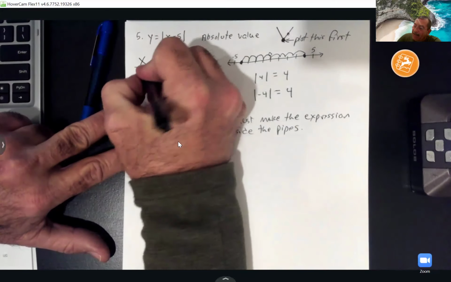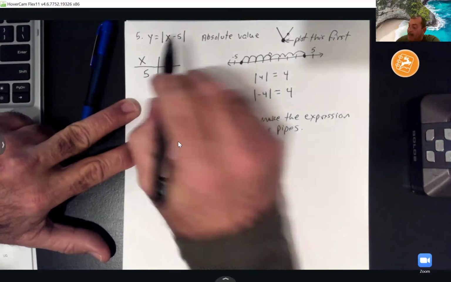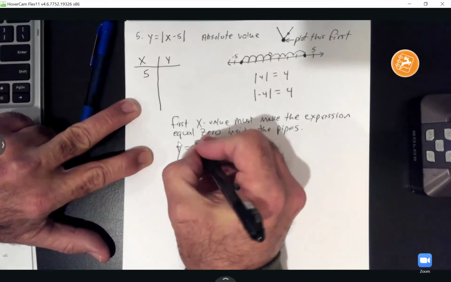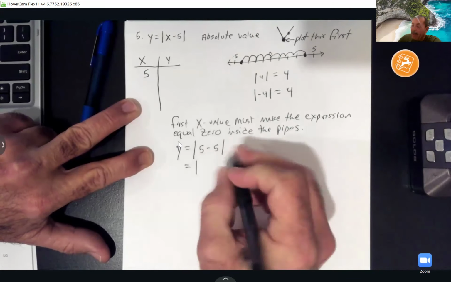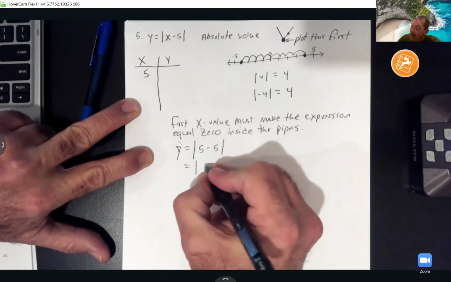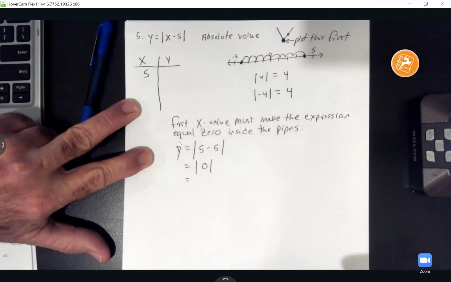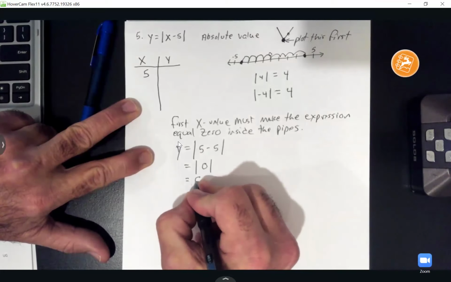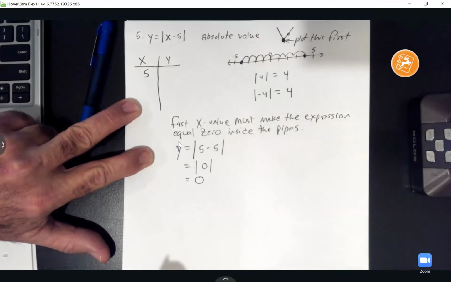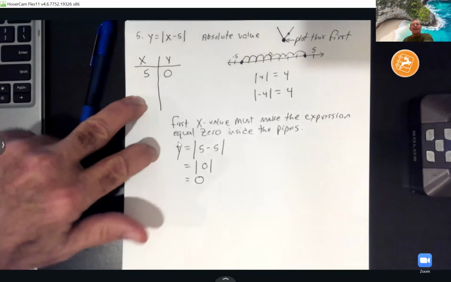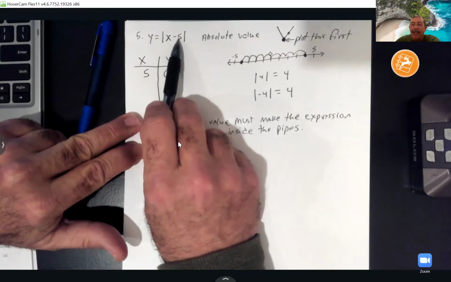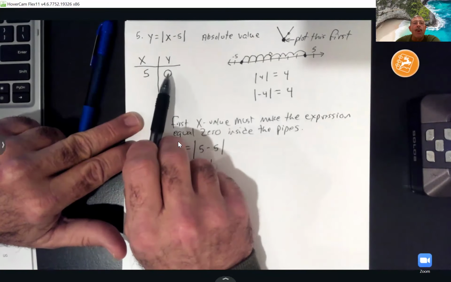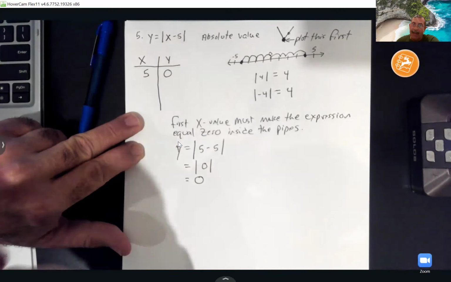So if I put an x of 5, 5 minus 5 is 0, right? So that gives me y equals the absolute value of 5 minus 5. Remember, you have to work the inside first. 5 minus 5 is 0. And what's the absolute value of 0? 0. A big 0. So look here: the first number you pick has to make this equal 0 inside, so that your y value is 0 for that one, okay?